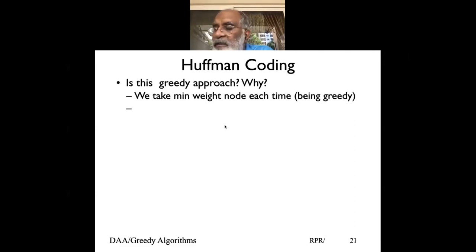Now the question is, where is the greedy approach? This is a greedy approach because we are being greedy. We always take the node with minimum weight every time. So we are always picking the locally optimal choice, the node with minimum weight, and that's my greedy approach. And this greedy approach gives me a solution.